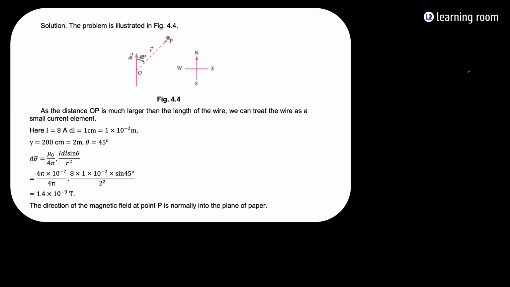So root 2 is 1.4, into 10 power minus 9. It is normal and it is into the plane of the paper.